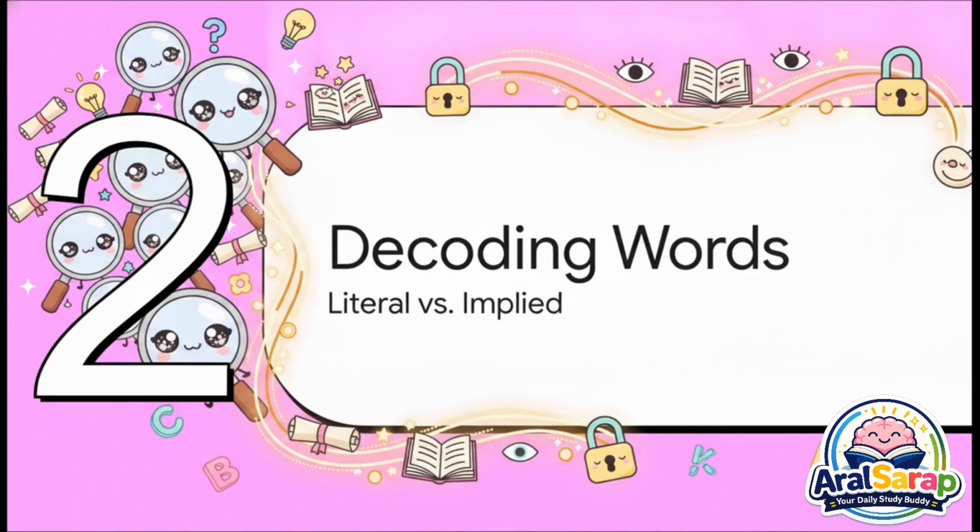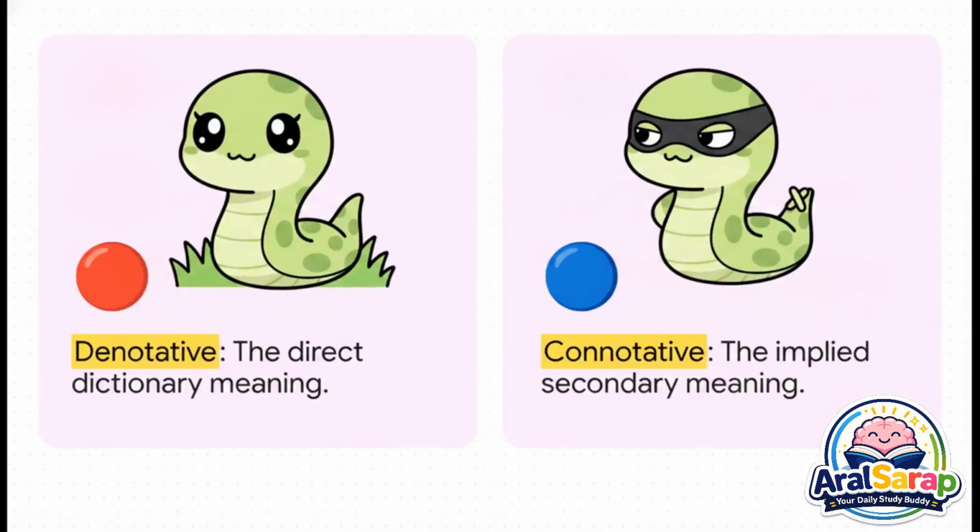Okay, moving on to section 2, decoding words. This is where we look at literal versus implied meanings. As top-tier literary detectives, we also really need to understand the double identities of words. It all depends on how an author utilizes them. Contrast the flat, direct dictionary definition of a denotative snake with the expressive, implied feeling of a connotative snake who betrays his friends.